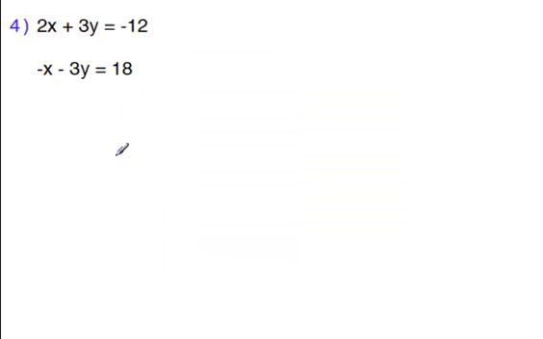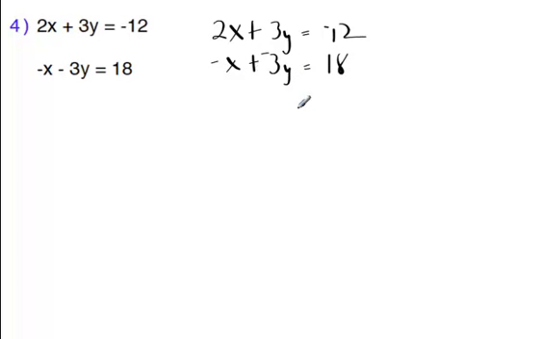Number 4. Okay, neither of these is in slope-intercept form, so let's use our elimination method. So let's rewrite them. 2x plus 3y equals negative 12. And then negative x minus 3y equals 18. Do our same change opposite. Okay, we know that we're going to add. Now, I have a 2 and a negative 1. Those aren't opposites. I have a 3 and a negative 3. They are. So we know that these are going to cancel. So now we're just dealing with the x's. 2x and negative x is just x. Negative 12 and 18 is 6.